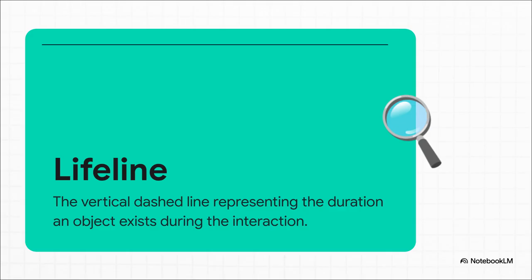And what about those dashed lines that drop down from each box? Does that show how long that object is alive during this whole interaction? You got it. That's exactly it. It's called a lifeline, and it represents that object's existence for the entire time we're looking at this specific sequence.